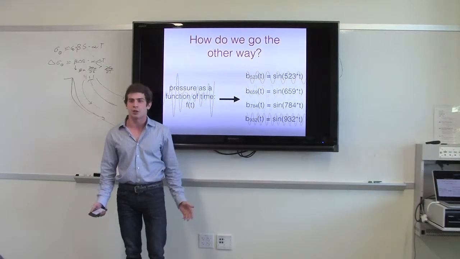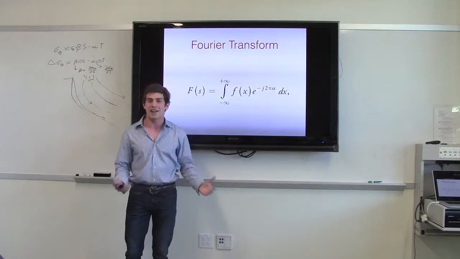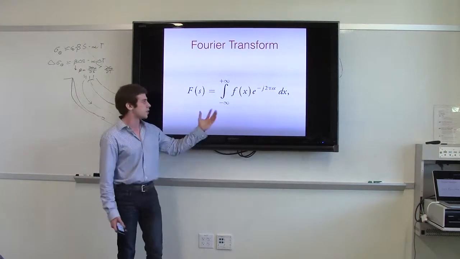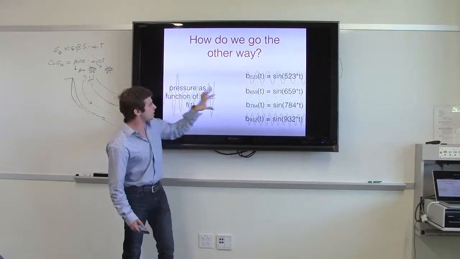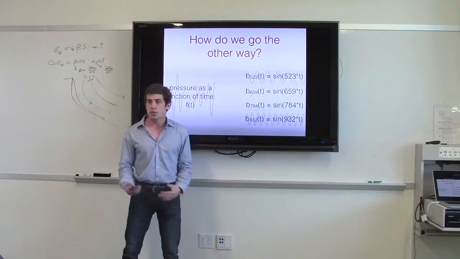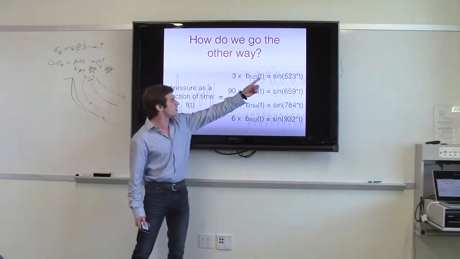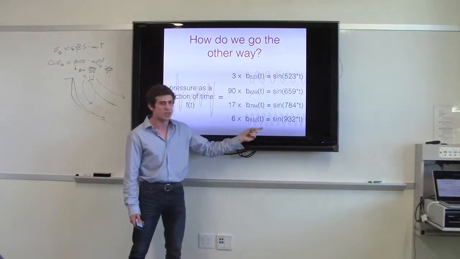We have this thing in electrical engineering called the Fourier transform. Looks like kind of a scary equation, but you don't have to understand it. The takeaway point is that this equation gives you a recipe for how to build this out of these guys. So for instance, the Fourier transform might tell you that the recipe is 3 times this guy, plus 90 times that guy, plus 17 times this, plus 6 times that.